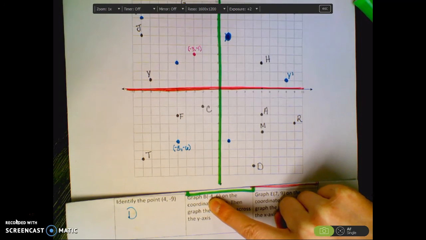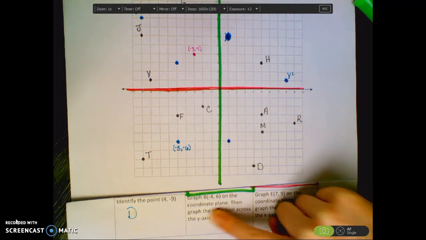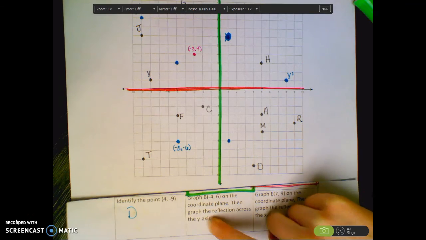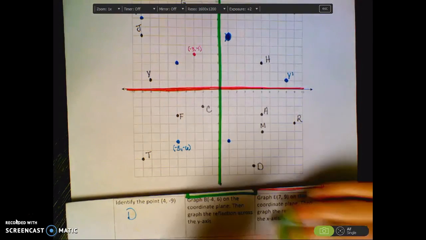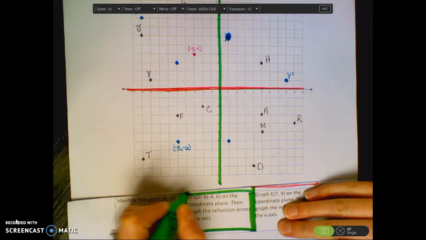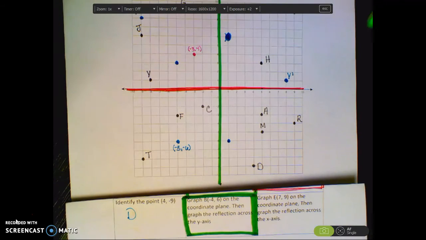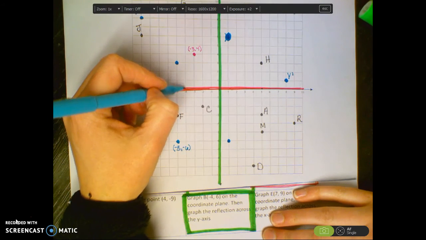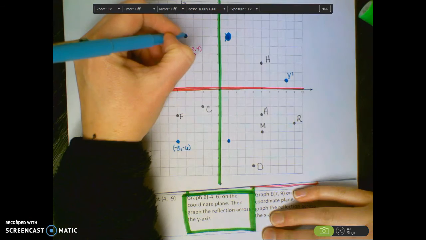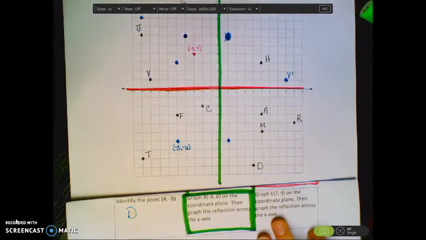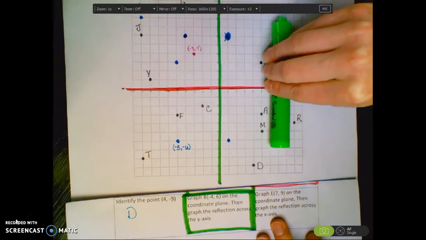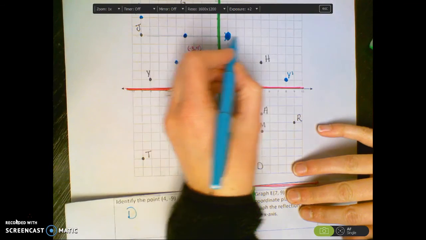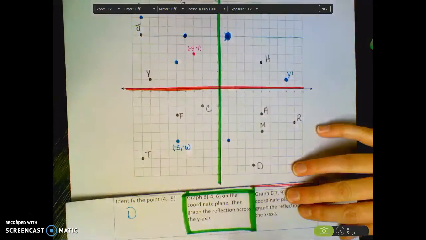Graph B, -4, 6 on the coordinate plane. Then graph the reflection across the y-axis. Okay. The y-axis is the green. Highlight that in green. So I'm going to do -4, 6, -4, and up 6. Okay, that's across the y, so I know I need to jump from here to be in this side. I need to still be on this line, right? That should be somewhere on there.